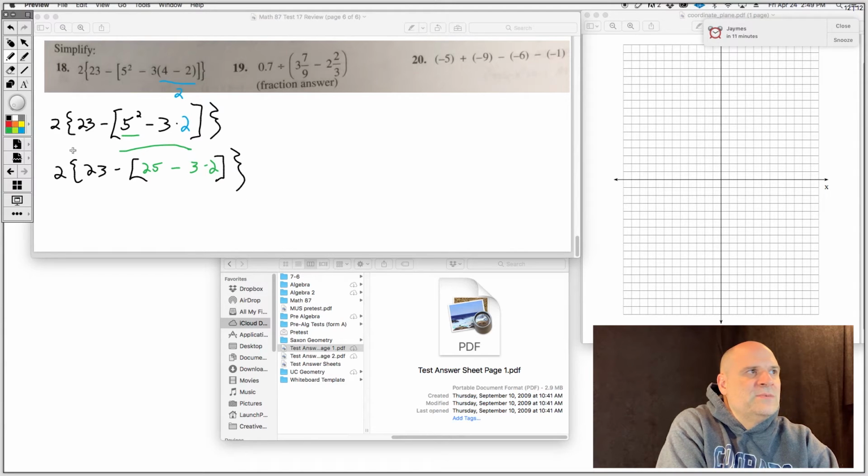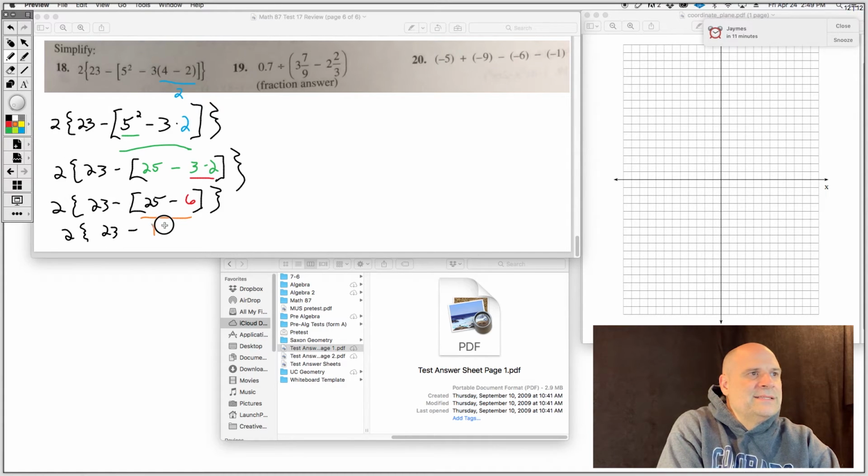All right, we're almost done with inside this parenthesis. We need this multiplication first. So let's rewrite everything else. 2 times 23 minus 25 minus 6. All right, now we've got this parenthesis. Let's figure out that parenthesis. So that's 2 times 23 minus, what's 25 minus 6? 19.